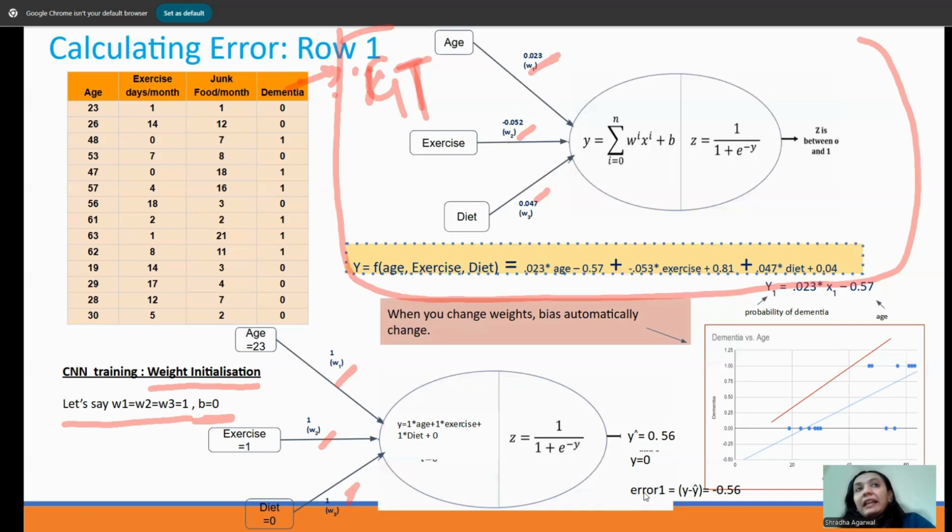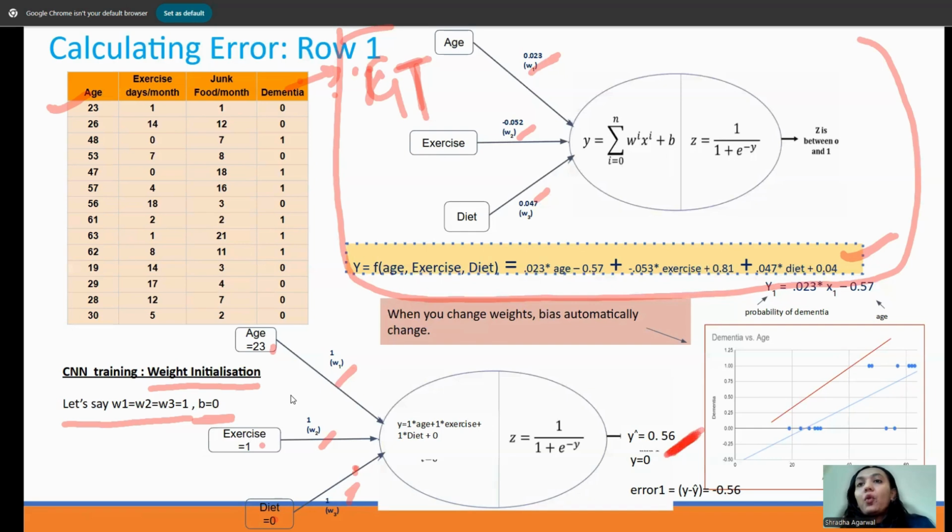Now, what does it take? For example, I am taking the first row here: 23, 1, 1. So I am putting 23, 1, 1 into the equation, which is this equation. And look, my answer is 1 into age, 1 into exercise, because here I had 1, 1, 1. So my neural net has started training, and my answer is 0.56.